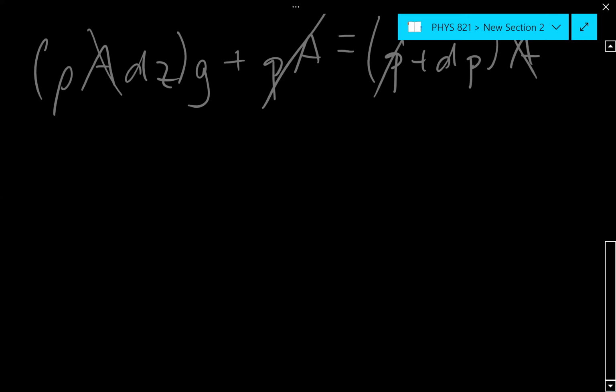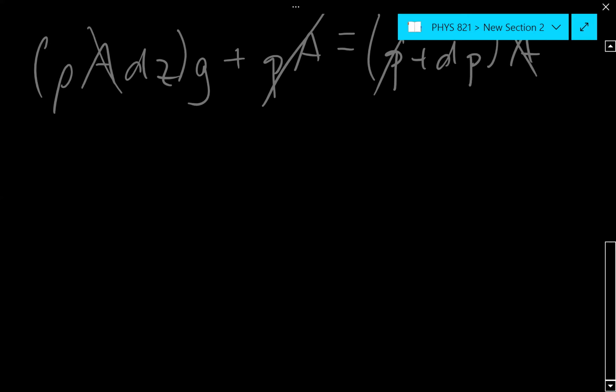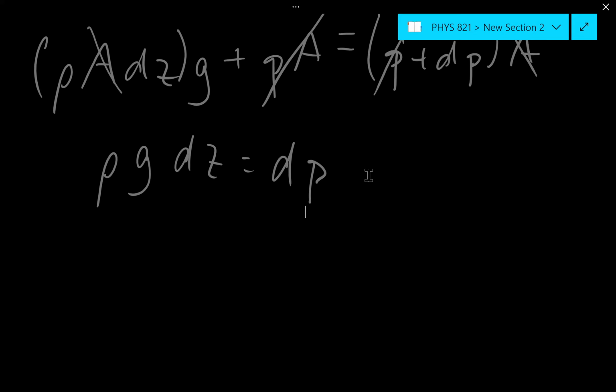We're left with density times free fall times dz equals dp. And this is our expression for how the pressure changes when you go deeper, right? The change in pressure is a positive increase in this factor of density times free fall. And so we have a little equation here that we can integrate.